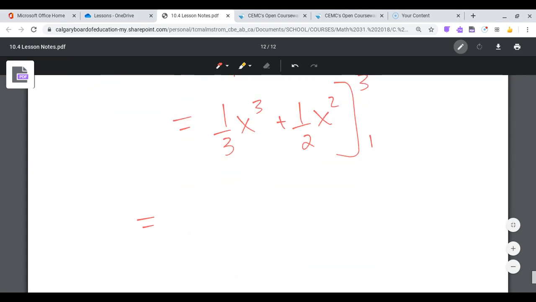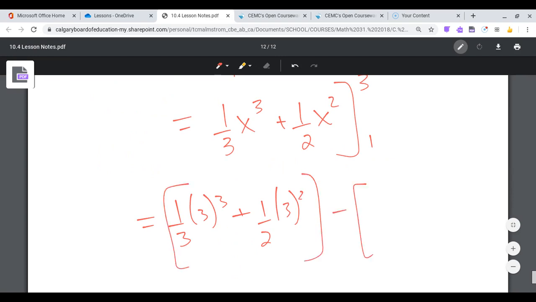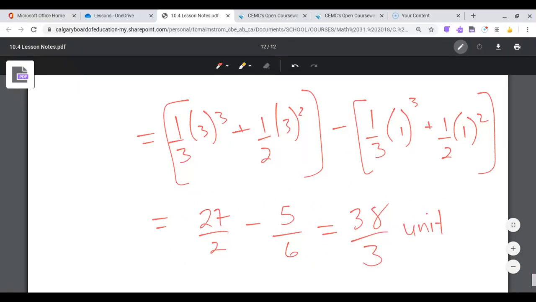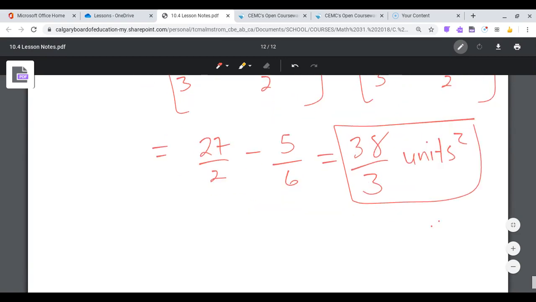And so what do we get here? We get 1/3 times 3 cubed plus 1/2 times 3 squared, all of that, subtract 1/3 times 1 cubed plus 1/2 times 1 squared. And we get that first one is 27 on 2 minus the second one, which is 5 on 6. And it turns out that that is actually equal to 38 on 3 units squared. Yay! We got a match. So we're super happy.